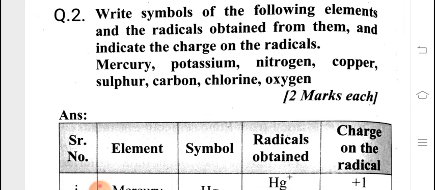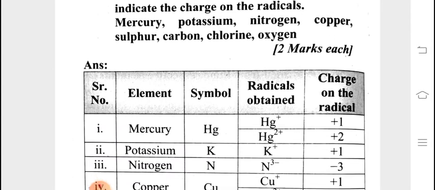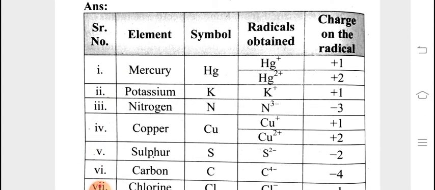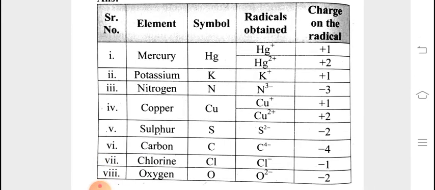Now question number 2. Write symbols of the following elements and the radicals obtained from them, and indicate the charge on the radicals: mercury, potassium, nitrogen, copper, sulfur, carbon, chlorine, oxygen. So we have to write their symbols. I have shown you the symbols in your textbook also.